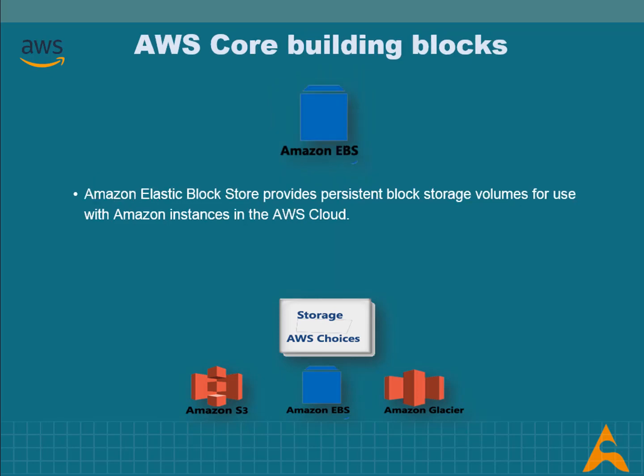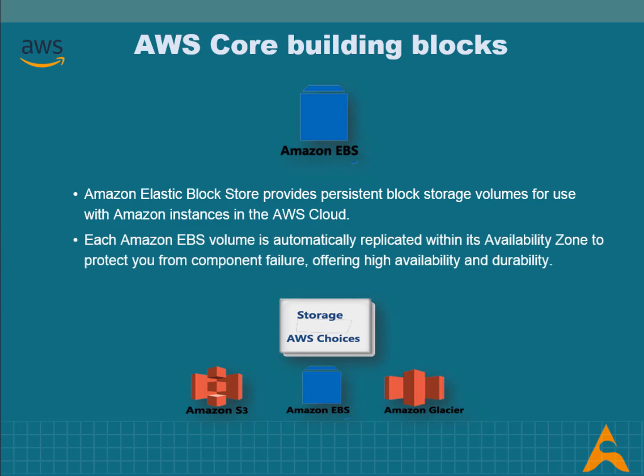Moving further to Amazon Elastic Block Store, it provides persistent block storage volumes for use with Amazon EC2 instances in the AWS cloud. Each Amazon EBS volume is automatically replicated within its availability zone to protect you from component failure, and to offer high availability and durability.